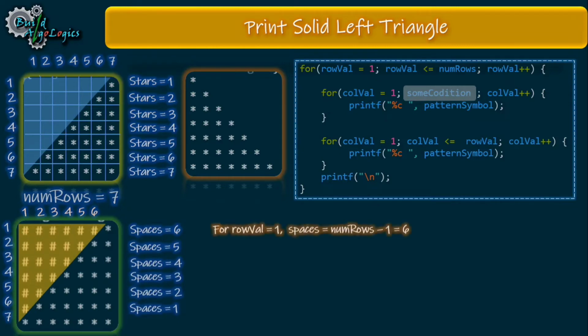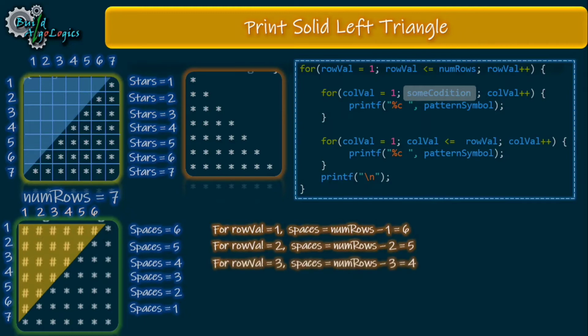Means for printing spaces we can start our second inner loop with num_rows - 1, because for the first row we need 6 white spaces, but for the second row we need our inner loop to run num_rows - 2 times, means 5 times, and also for the third row the inner loop should run num_rows - 3 times, and so on. It means that we have to use some temp variable which will increment by 1 each time, like this.